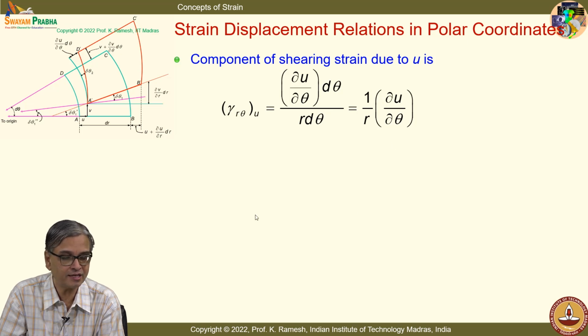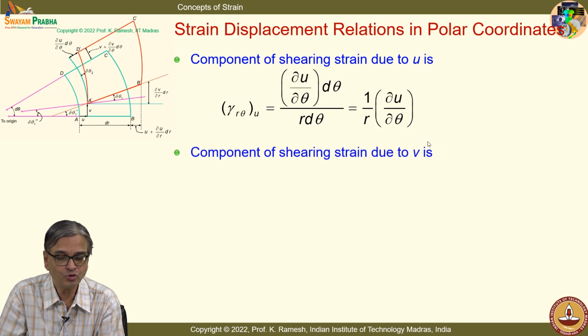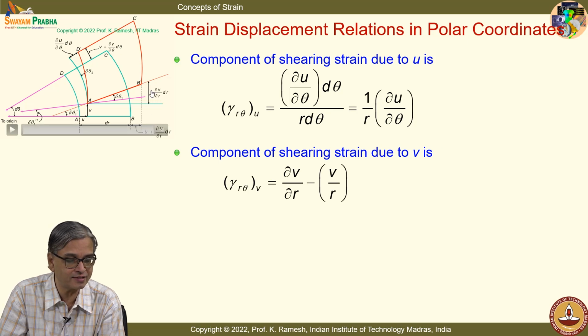And what is the component due to the displacement v? I have dou v by dou r. See, you will have this delta theta 1 prime. So, this is dou v by dou r dr divided by dr. I will get this as dou v by dou r, and then minus v by r.